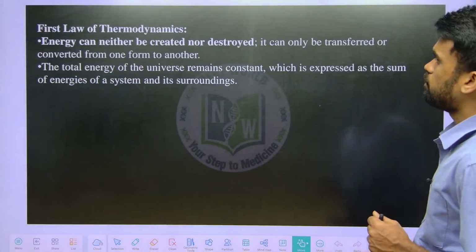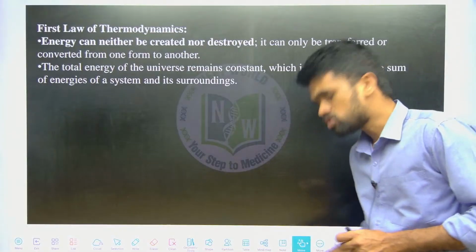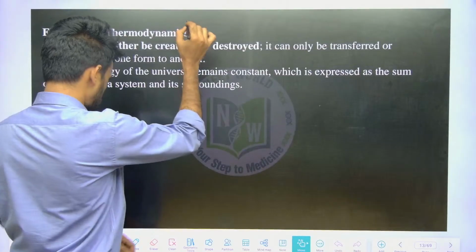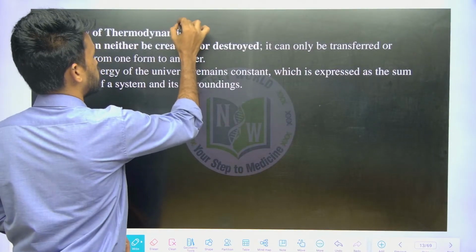Next, first law of thermodynamics. Okay, so what is this first law of thermodynamics? Very important to understand this, because while solving the questions it will be useful.